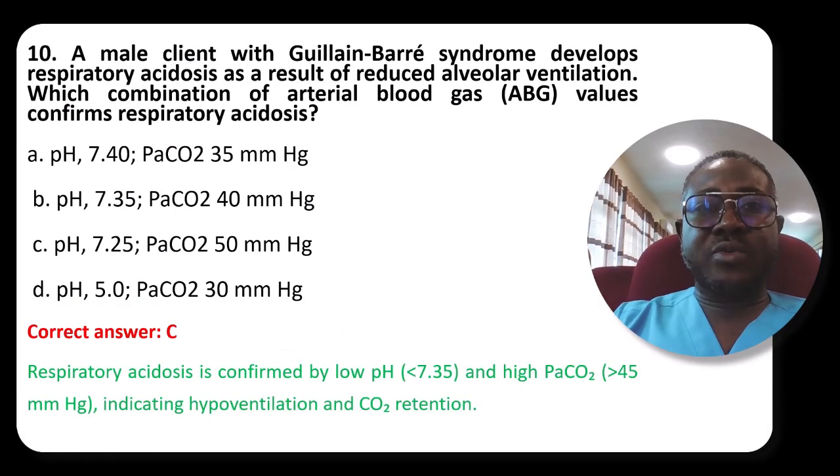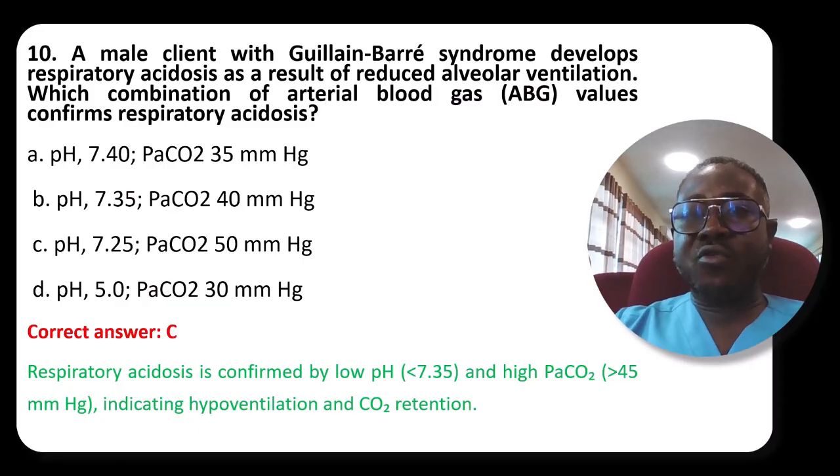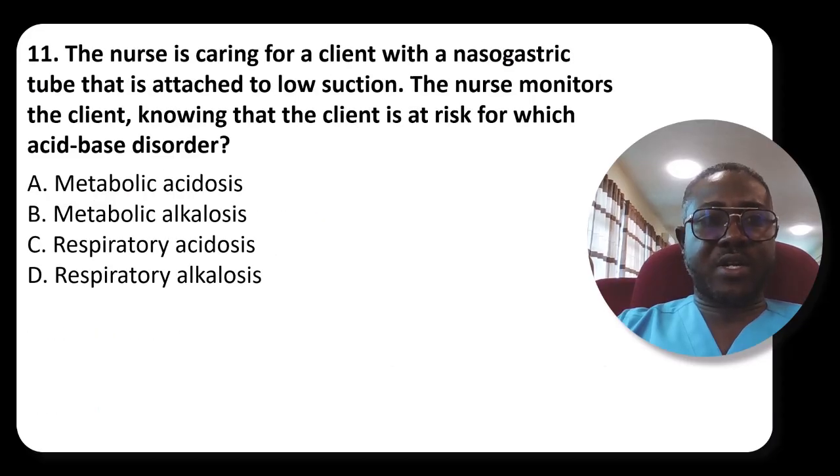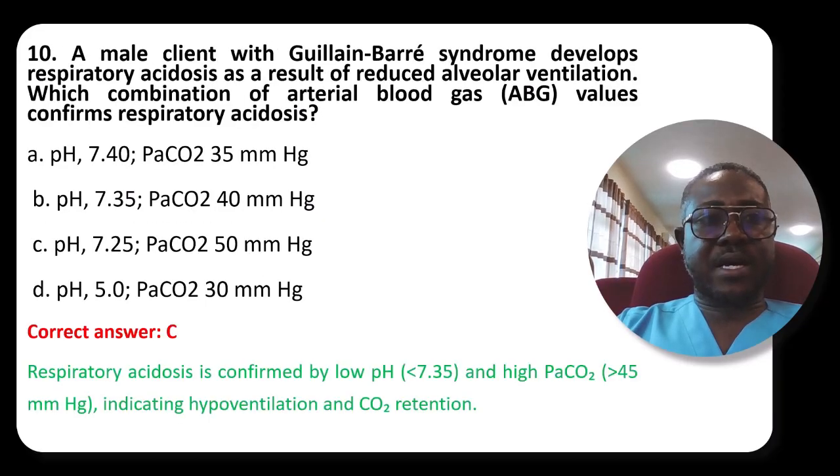Okay, all right, so now let's move on to the next question, which is 10. A female client with Guillain-Barré syndrome develops respiratory acidosis as a result of reduced alveolar ventilation. Which combination of arterial blood gas (ABG) values confirms respiratory acidosis? Oh, sorry, I've already shown you the answer.